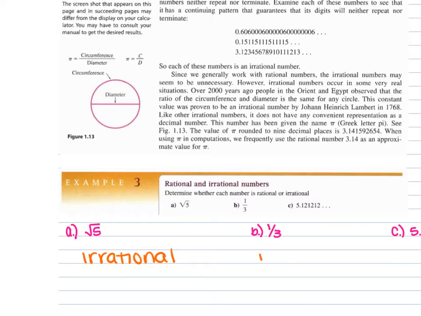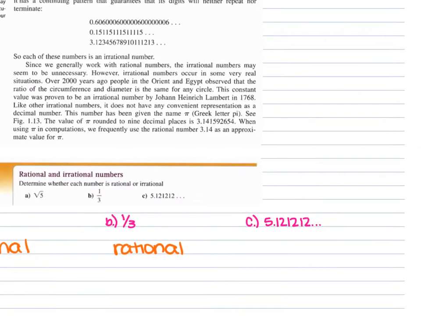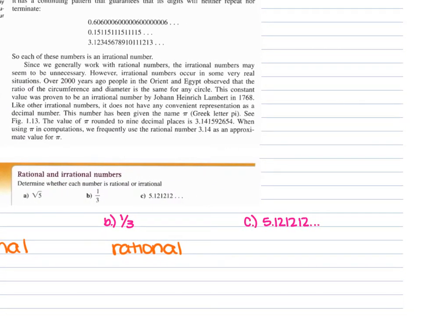For B, we have 1/3. That is a fraction, so this is rational. And then for C, we have 5.121212, and it keeps repeating. This is the same thing as 5.12 with our bar notation over that 1, 2. So this one is also rational.